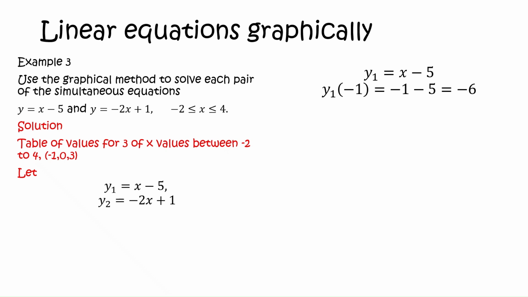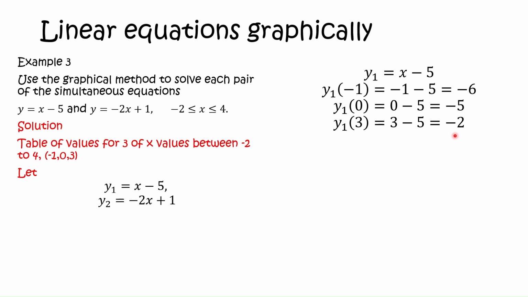Then we do the same thing for x equal to 0, that is to say y1 of 0. Wherever we have x, we substitute a 0, so we have 0 minus 5, which gives us minus 5. Then we move on to the last point, which is 3. y1 of 3 gives us 3 minus 5, which is minus 2. So we have the y1 values associated with the x values that we have selected.